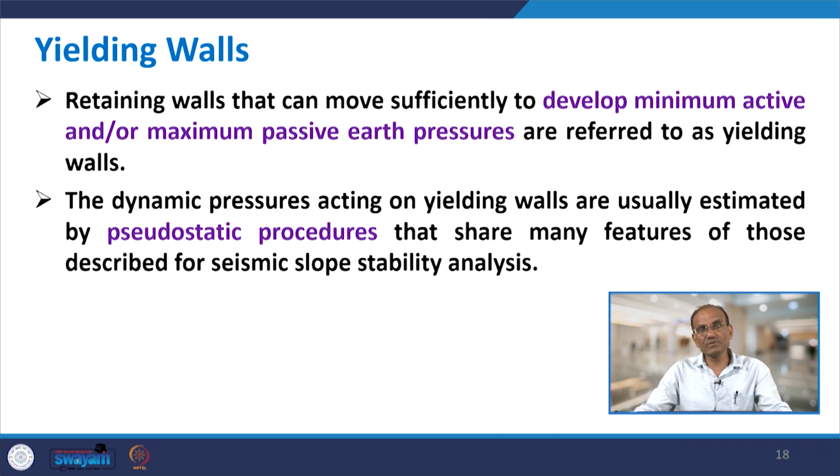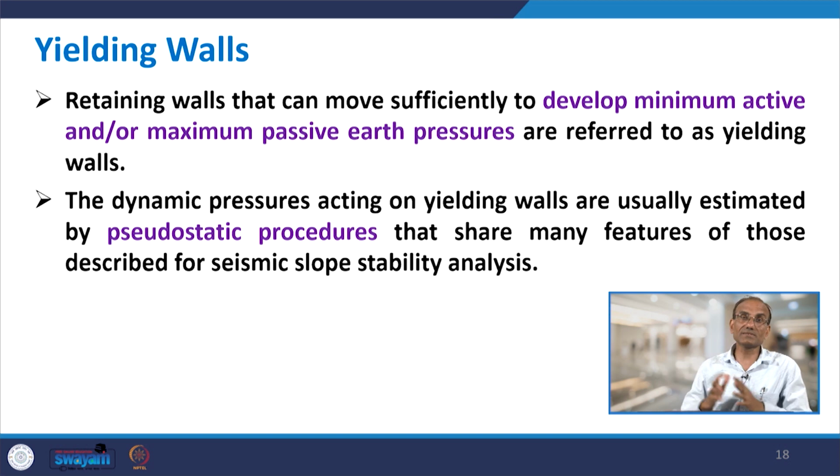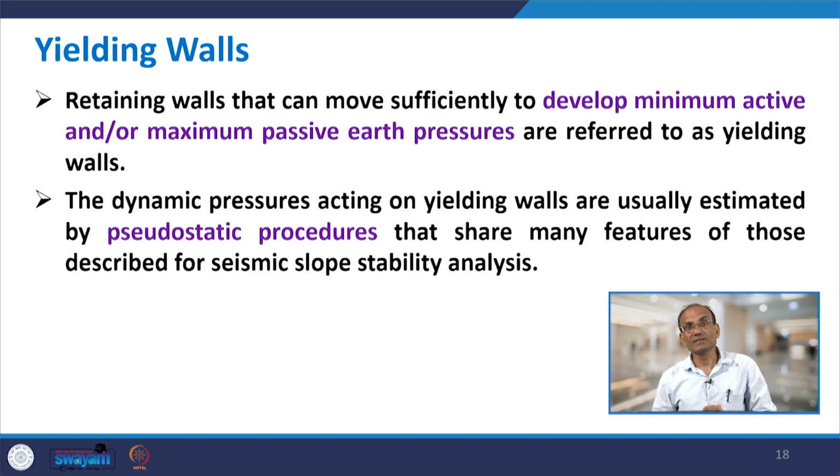Retaining walls that can move sufficiently to develop minimum active or maximum passive earth pressure are referred to as yielding walls. So, the yielding walls are those walls that can move sufficiently, that means they are flexible. As a result, there could be development of minimum active earth pressure or maximum passive earth pressure.